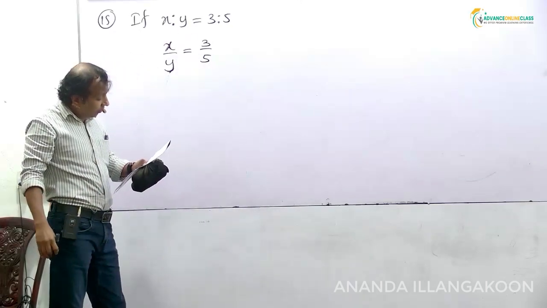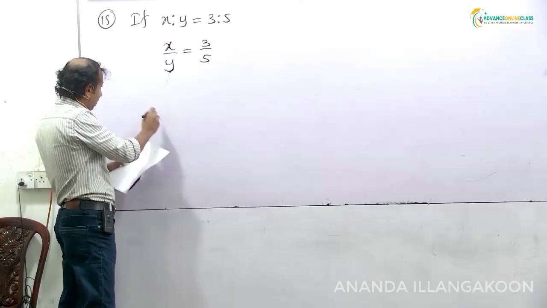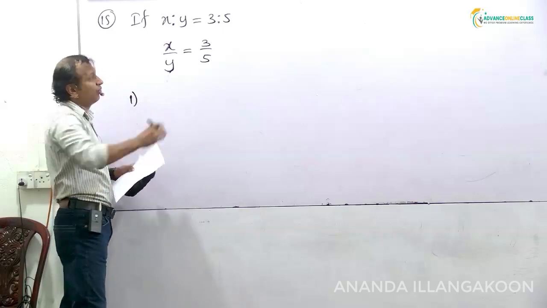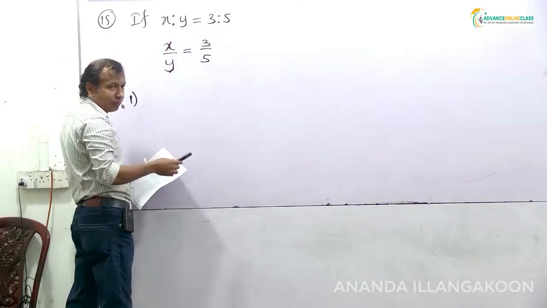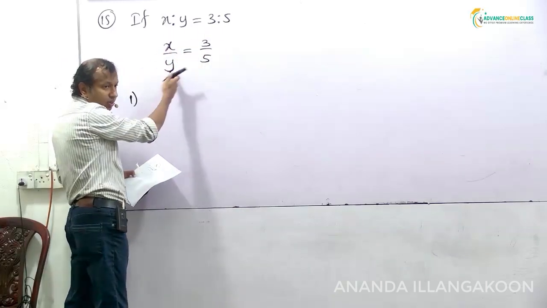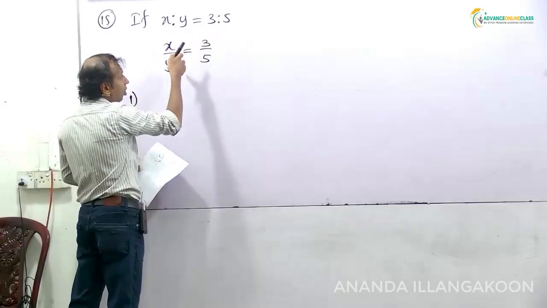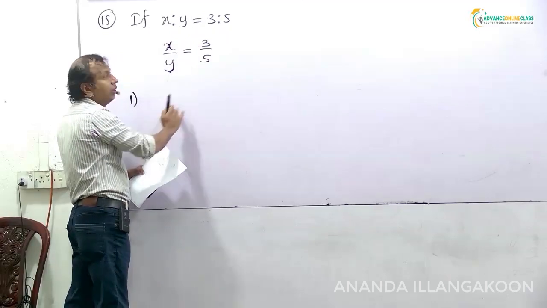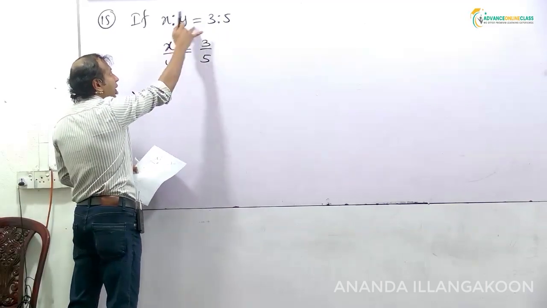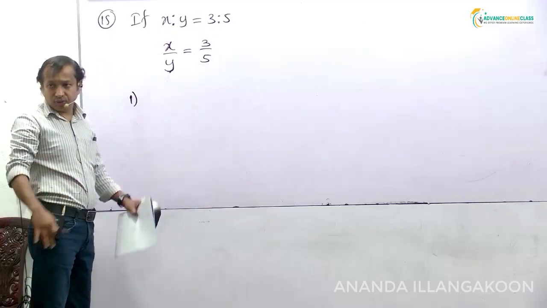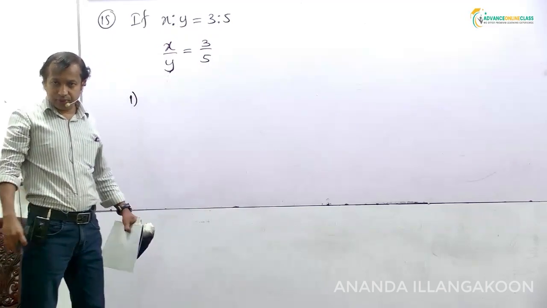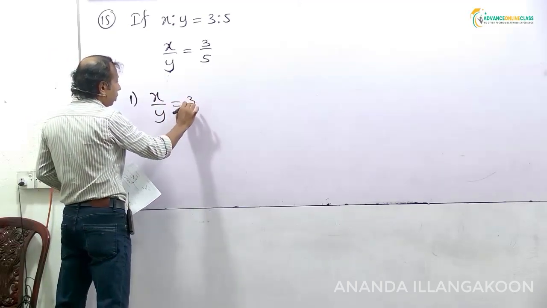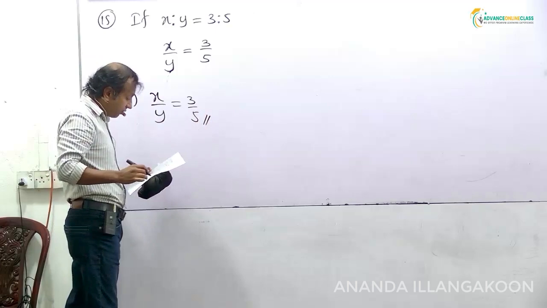Now asked to prove what, people? First one asking what? X upon y. That already we know. This ratio form we can convert to fraction form like this. This also a proportion, the same thing. This is written in ratio form. The same ratio form we have written here, fraction form. Any ratio means a fraction, people. Remember. Right. Now, first answer is okay. X upon y is equal to 3 upon 5. That's the first question asking.